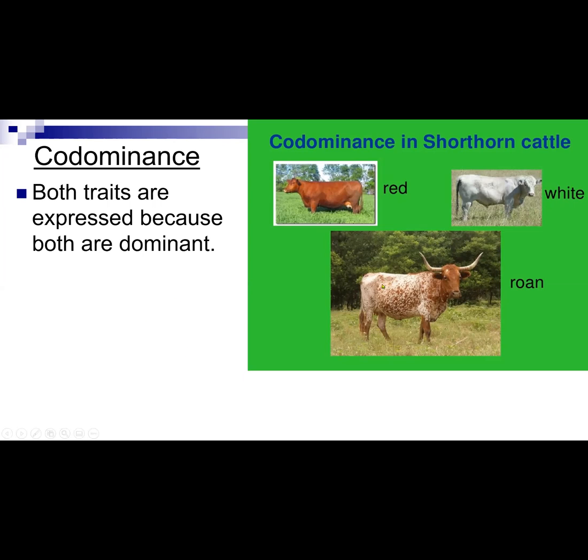Okay, back to codominance. So both traits are going to show up. Both the red and the white are going to show up in this type of inheritance pattern because both are dominant. So we call it codominance.